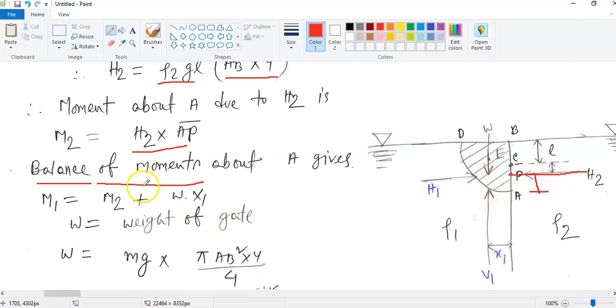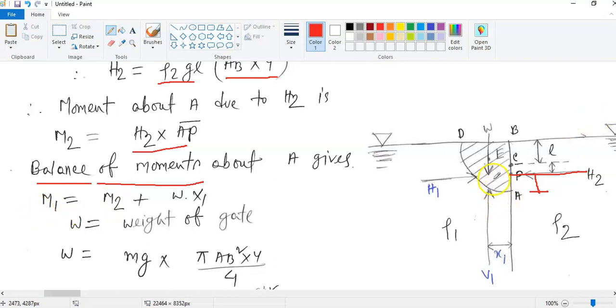So what we did here, we just included this term, this W, this weight. This is the vertical force and this is the corresponding distance x. It is actually the weight of the gate, acting through the centroid E of this area ABD. So now it will give us some sort of balance of the moment about this point A.